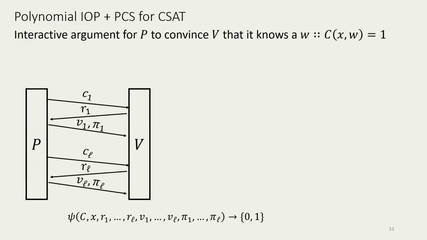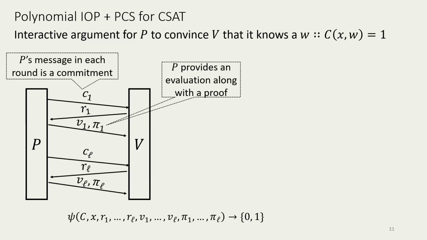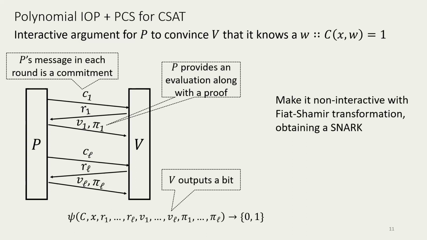So at a very high level, inside the polynomial IOP, instead of the prover sending the polynomial, it sends a commitment to the polynomial. And then instead of the verifier evaluating this polynomial at a point, it just asks the prover to evaluate that polynomial. The prover provides an evaluation along with a proof using the polynomial commitment scheme, or the PCS. Finally, the verifier runs the checks that were done before. Along with that, it just verifies the PCS proofs. It turns out that this provides a succinct interactive argument of knowledge, which can be turned non-interactive using the Fiat-Shamir transformation.